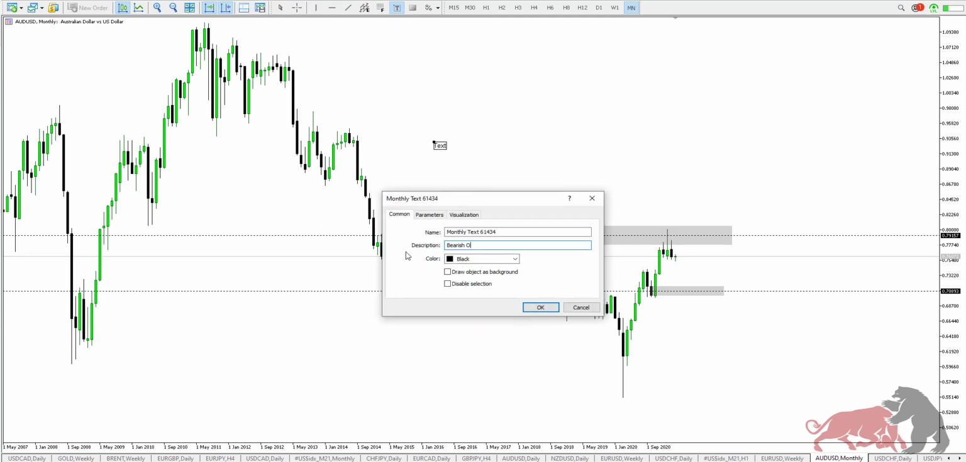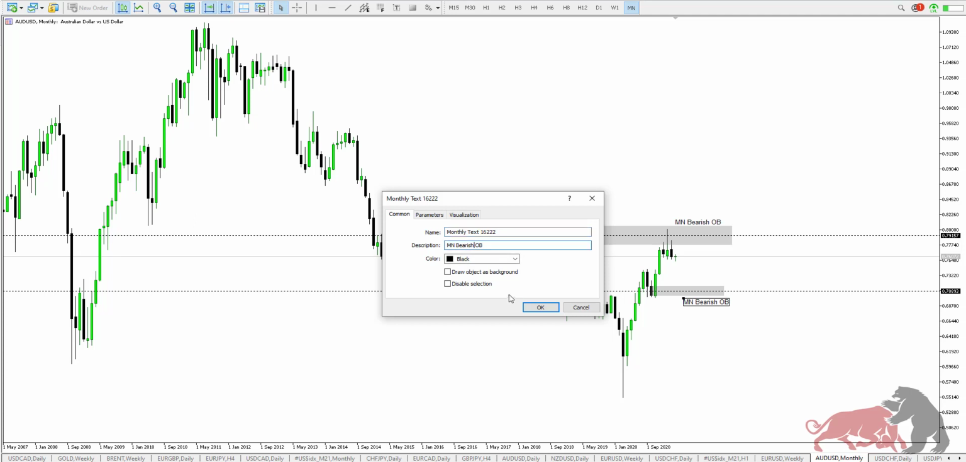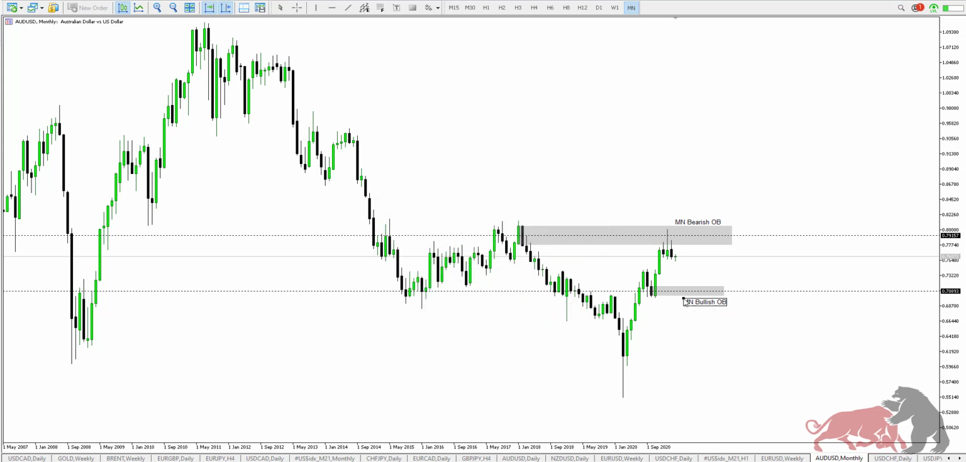So we have our bearish OB, that's on the month. So this is our monthly bearish order block, right? And this one is our monthly bullish, which is most probably the target for downside moves, right? So this is our monthly bullish order block. So this is what I do, guys, how I analyze the market.